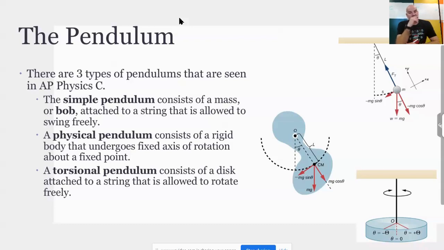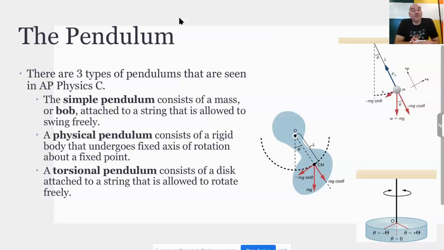But what we're going to do here in Physics C to bring calculus, we're going to include the physical pendulum, which is a rigid body that undergoes fixed axis rotation about a fixed point. So that would be like if I were to take a baseball bat and turn it into a pendulum, right? But one thing you can see in the picture is it's all kind of centered around that center of mass idea.